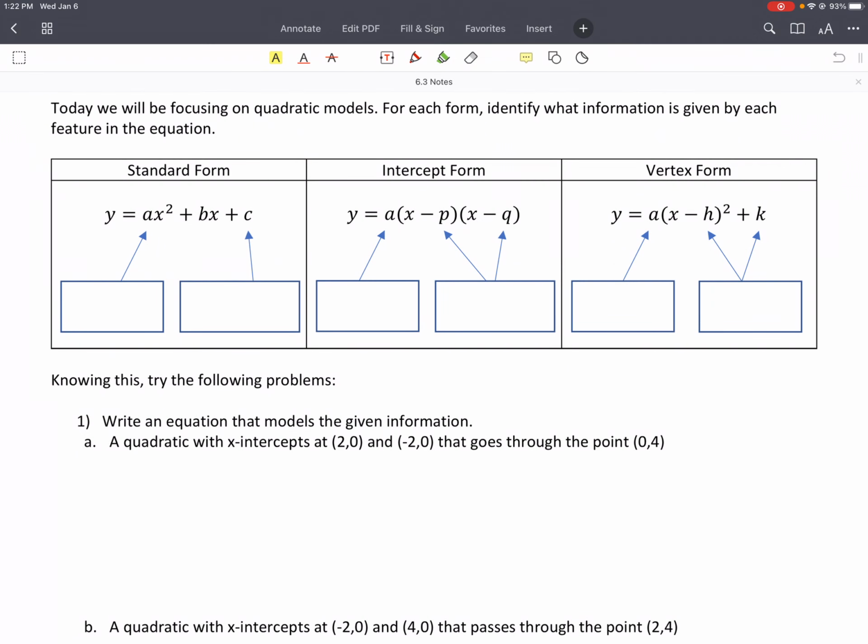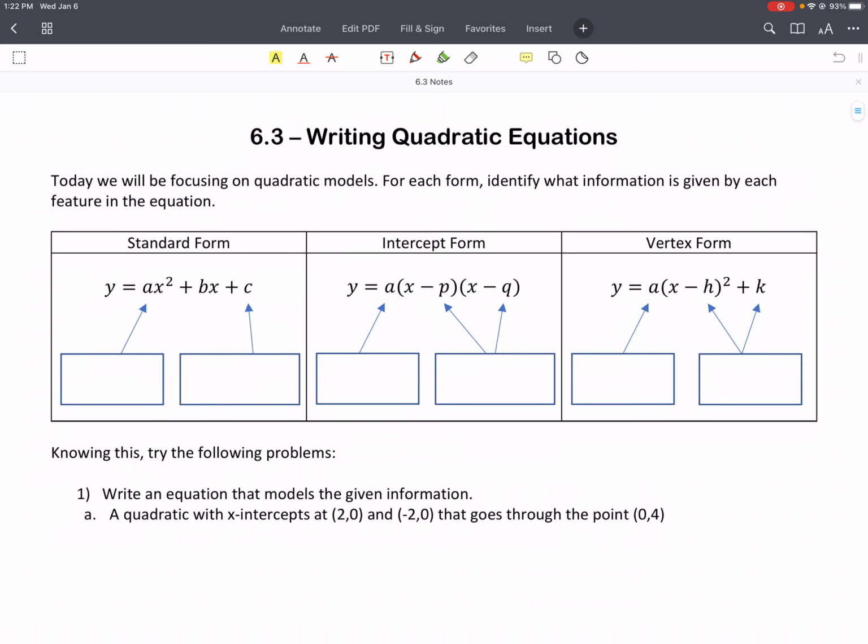Alright everyone, here we are again, going 6.3, so we're writing quadratic equations. Very similar to what we did in our previous unit, where we took different information and put it into the equations and switched them around. Now what we're going to do is actually use this for real life and also some different situations.